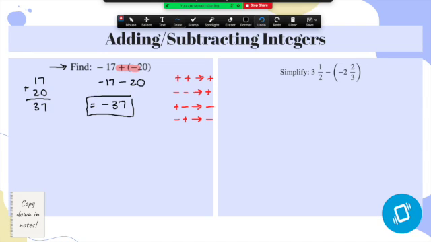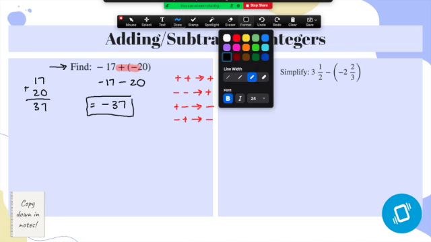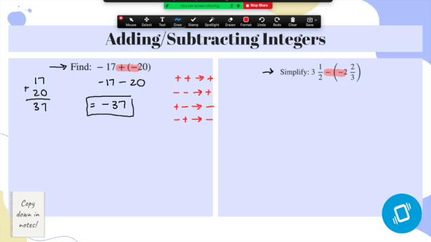Let's look at the other example over here. We're being asked to simplify 3 1/2 minus negative 2 2/3. So right here, I'm going to combine the negative sign and the other negative sign. When I do that, I get 3 1/2 plus 2 2/3.